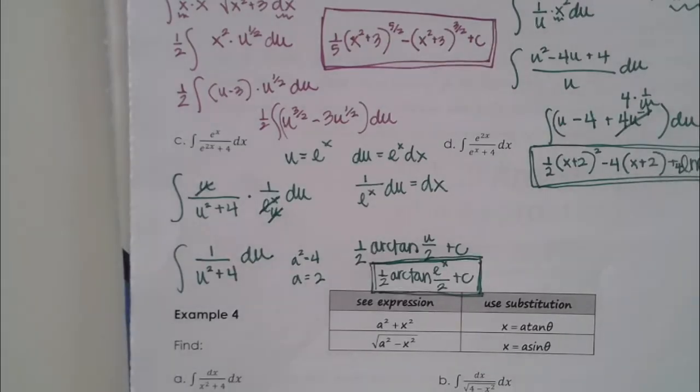Okay, so for D, we're going to save that one, and then 4 and 5 we'll also do in class. So if you would like to try D, go for it. I would say hold on to 4 and 5.